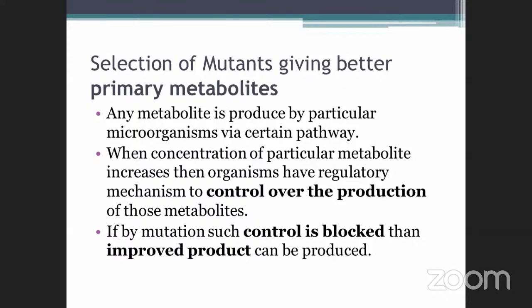For example, citric acid. Citric acid will not be concentrated by the cell because it is part of the central metabolic pathway. But if an enzyme is blocked or mutated, then that citric acid will not be channelized for the subsequent alpha-ketoglutarate or malic acid, and that's why it is concentrated. So if you succeed in causing mutation in certain enzymes, then the citric acid will be concentrated.